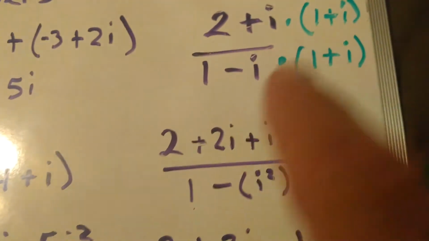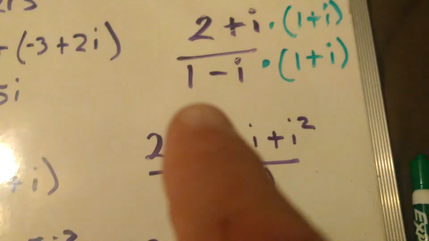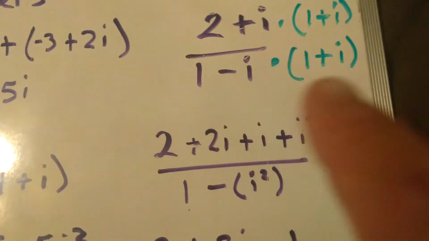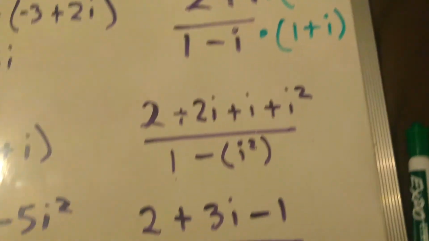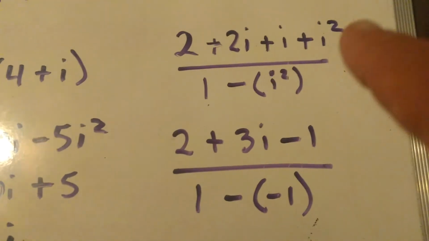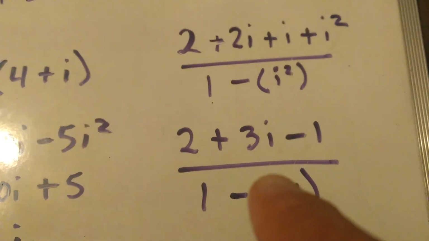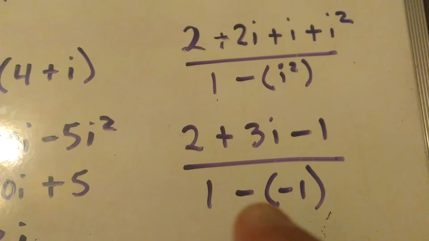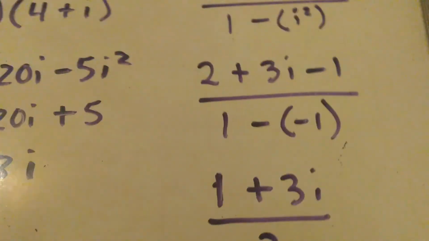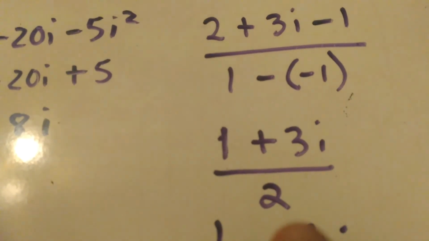If I multiply these two binomials, I get 2 plus 2i plus i squared. If I multiply this, 1 times 1 is 1, minus times plus is minus, i times i is i squared. This then becomes, i squared here becomes a negative 1. 2i and i is 3i plus 2. This becomes, i squared becomes a negative 1, so this is a double negative. So now I get 2 minus 1 is 1 plus 3i over 2.